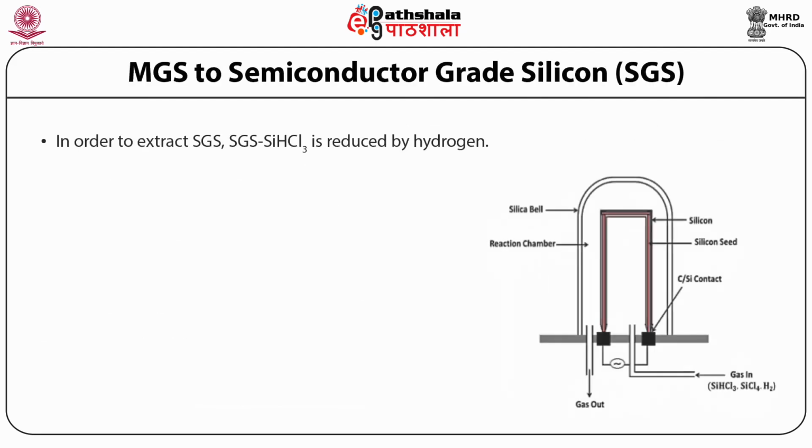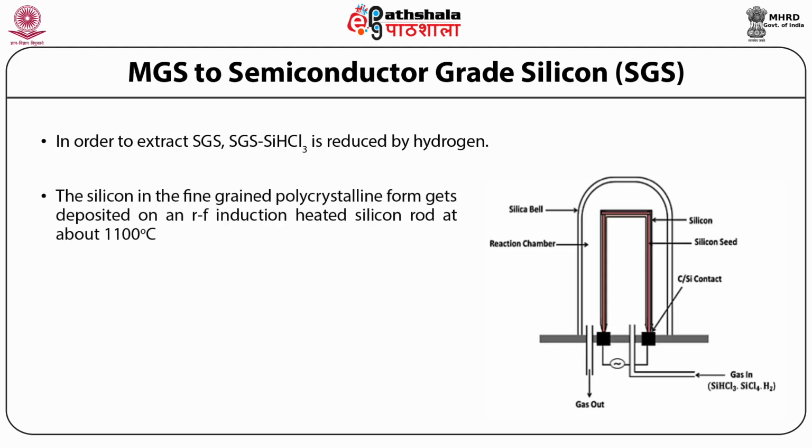Further, in order to extract silicon, the SGS grade SiHCl3 is reduced by hydrogen. The silicon in fine-grained polycrystalline form gets deposited on an RF induction heated silicon rod at about 1100 degrees Celsius according to the following reaction, that is, SiHCl3 plus H2 gives Si, that is silicon, plus 3HCl.